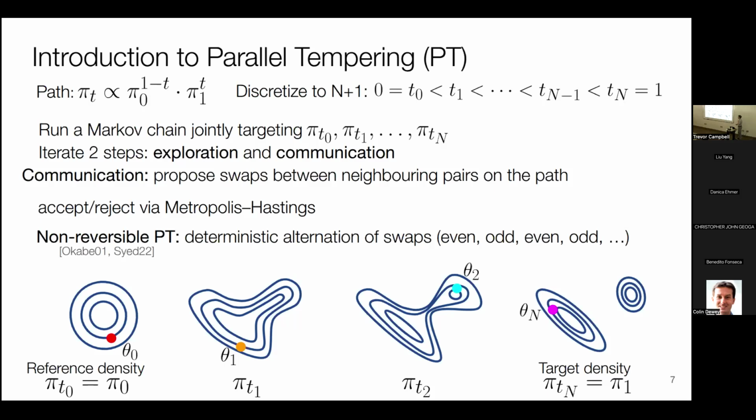Okay, last little detail here is which ones of these am I swapping at any given time? This is where the non-reversibility comes in. As it turns out, doing a deterministic alternation of swaps, so I do all the even pairs and then the odd pairs and then the even pairs and then the odd pairs. I don't just choose them randomly. As it turns out, that results in much better behavior in this algorithm.